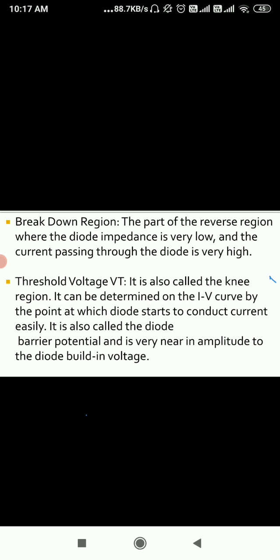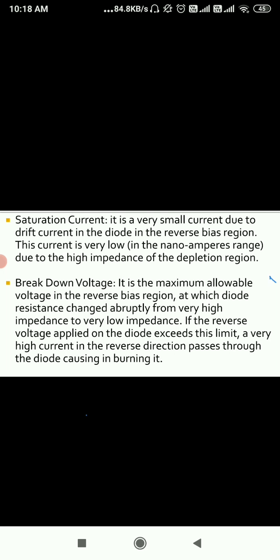Now see here. So we can say saturation current is nothing but it is very small due to the drift current. So what does mean by drift current? When we are giving external power supply, there will be the question in exam, because in our syllabus they have given one topic as drift and diffusion current. Drift and diffusion current. So what does mean by drift current?